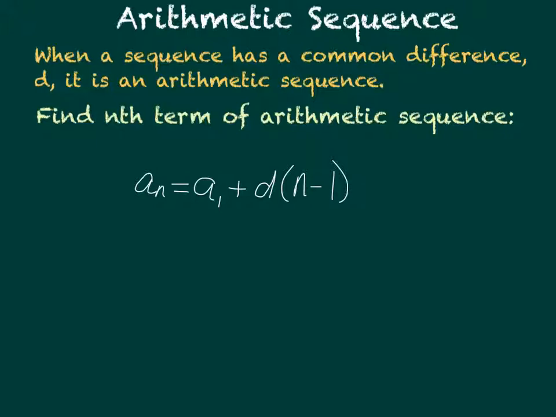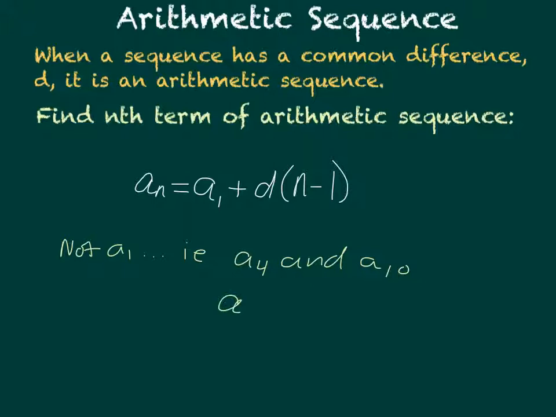Now this will also work if you're given two terms that are not a sub 1. If you're given, for example, a sub 4 and the a sub 10th term, then you could use the same formula to find your d, and then you can go back and find your a sub 1, and then you can find everything.